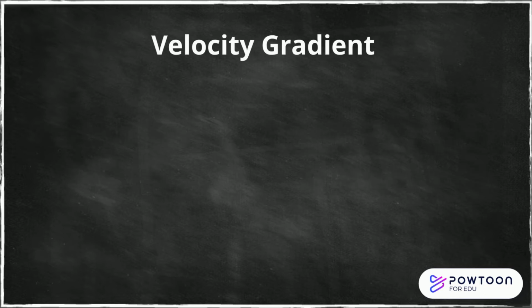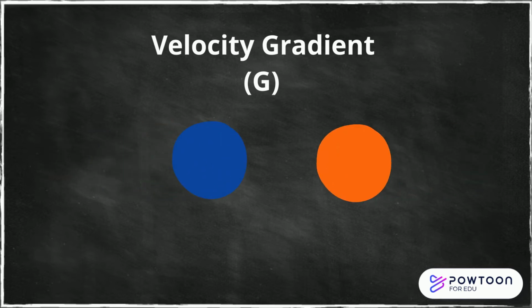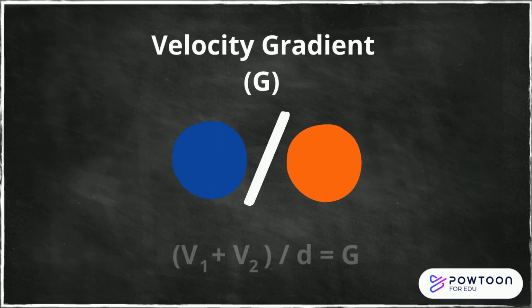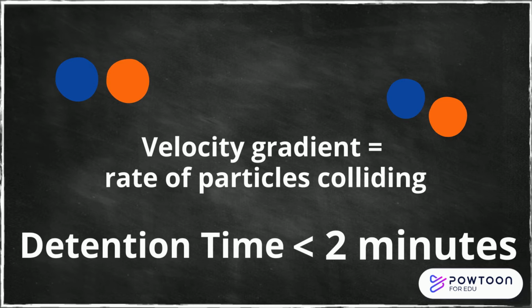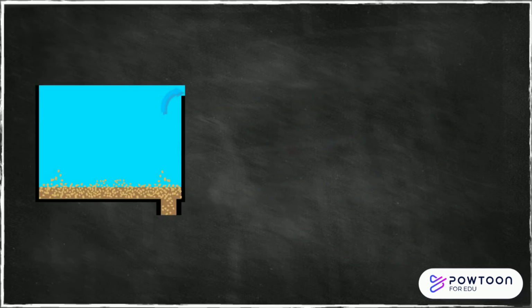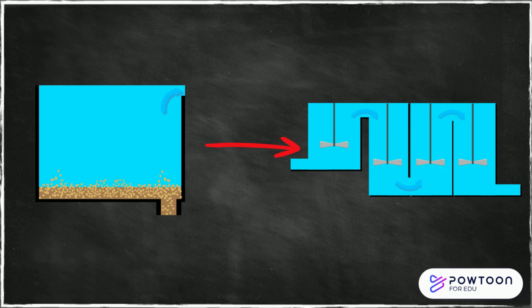The velocity gradient, represented by G, is the velocity of two particles divided by the distance between them. Simplified, the velocity gradient is the rate of the particles colliding. Detention times in the mixing tanks are usually less than 2 minutes. So you have all this mixing going on and particles clumping together, and water flowing from the mixing tank into a flocculation tank. The flocculation tanks are tapered and use 3 separate compartments with different velocity gradients.